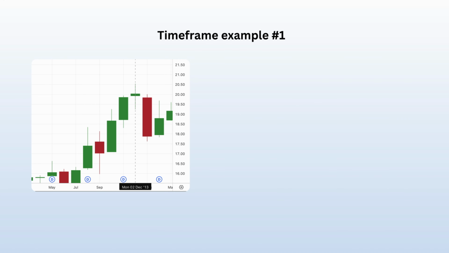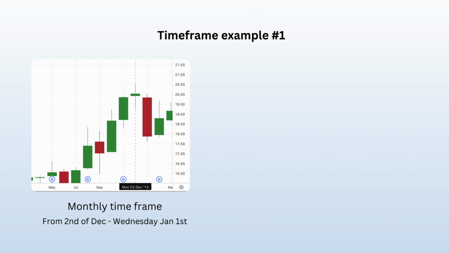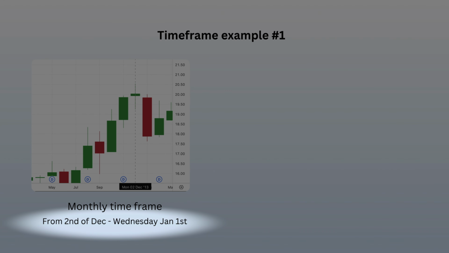What you see on the screen is a snippet of a chart where every single rectangle that you see is a price candlestick. And we're on a monthly time frame, which means that every single individual candlestick that you see on screen represents 1 month's worth of price movement. In this specific case, we're looking at this green candlestick over here, which shows us the price movement that happened from the 2nd of December until Wednesday, January 1st, roughly a month.